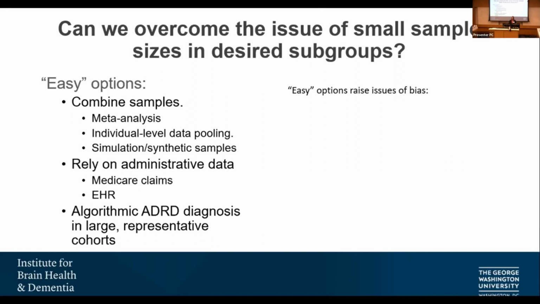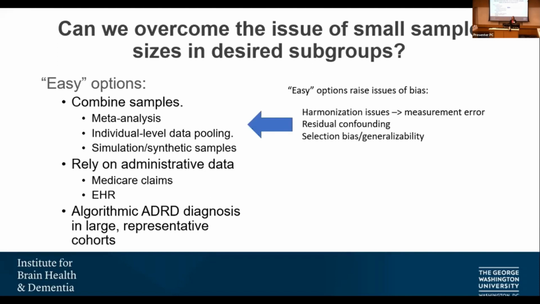Now, each of these easy options raises issues of bias that we want to be aware of. It's not to say that we shouldn't be doing these, it's just that we want to be doing them carefully. So if we think about combining samples, the issues include issues with harmonization, including measurement error, residual confounding, and issues related to selection bias and generalizability.